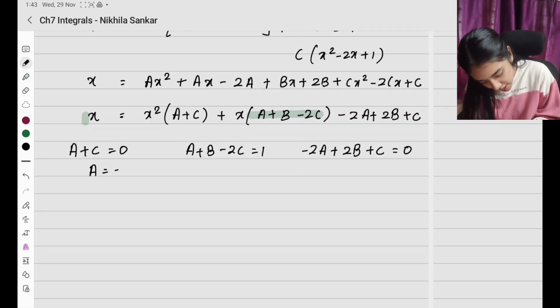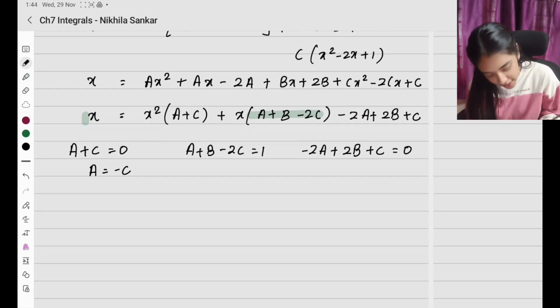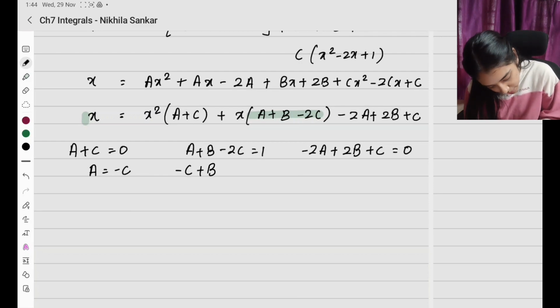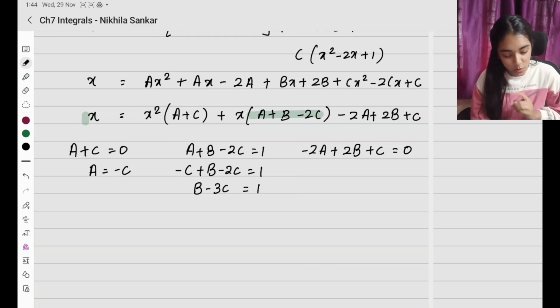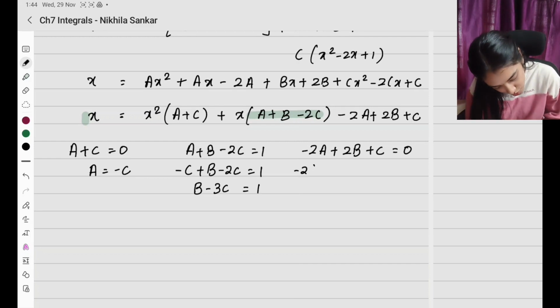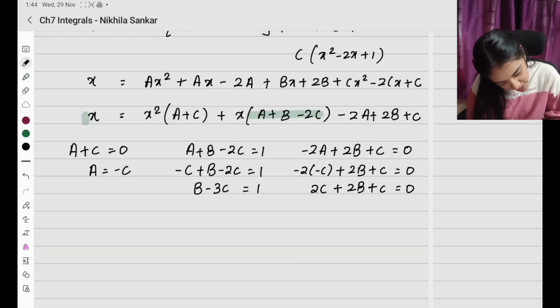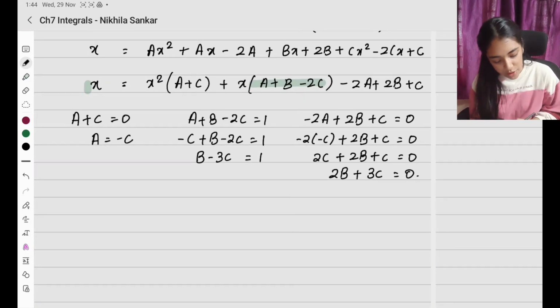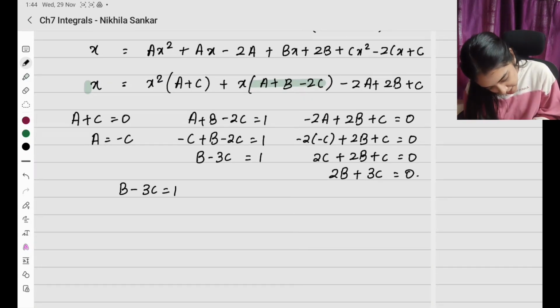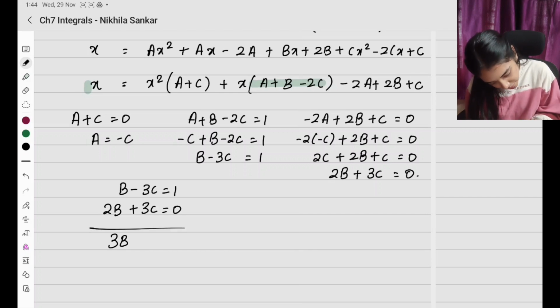So what do we know here? a equals minus c. When I substitute that, I have minus c plus b minus 2c equals 1. So I have b minus 3c equals 1. So this is one equation. What is the other equation? I have minus 2 times minus c plus 2b plus c equals 0. 2c plus 2b plus c equals 0. 2b plus 3c equals 0. Now directly we have two equations, I can solve. So b minus 3c is 1, 2b plus 3c equals 0. I'm going to add. So I have 3b equals 1. b equals 1 divided by 3.